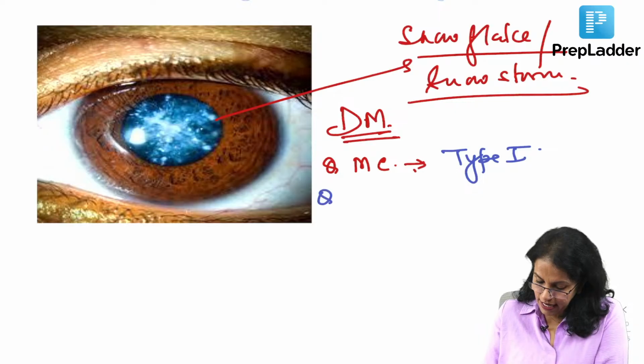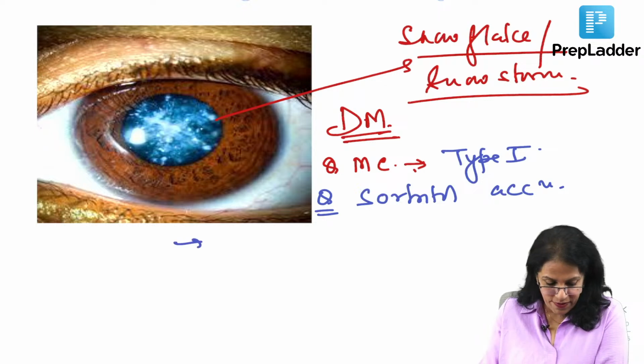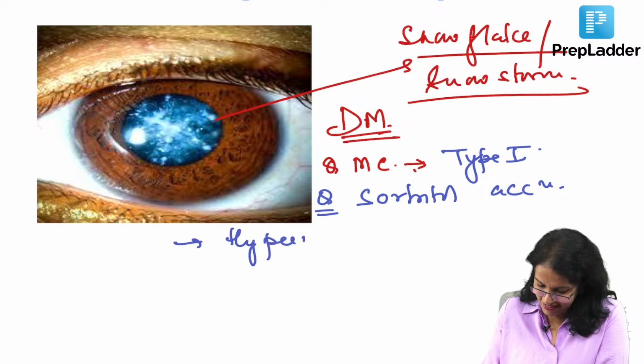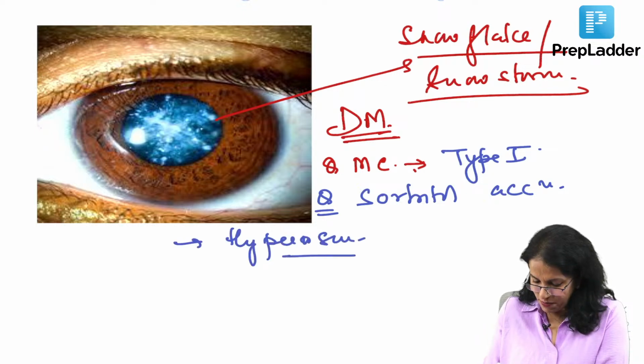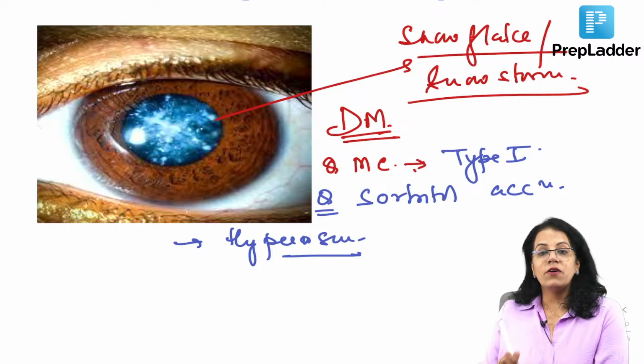Why are you getting cataract? We all know these are all exam questions. Sorbitol accumulation in the lens, and sorbitol is very hyperosmotic. Very good. Awesome. Everybody is revising well, isn't it? And all of you, one more thing.